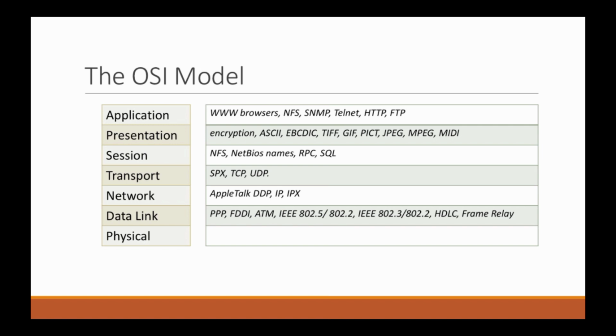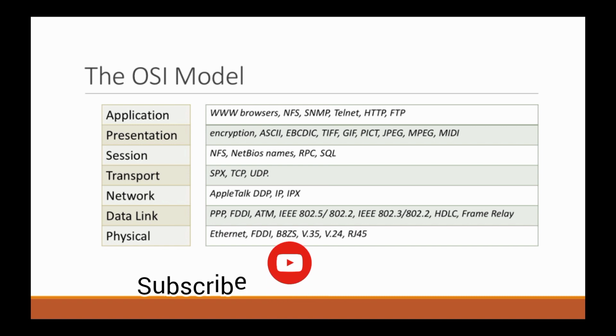Then we have the good old physical layer. The physical layer conveys the bit stream, an electrical impulse, light, or radio signal, through the network at the electrical and mechanical level. It provides a hardware means of sending and receiving data on a carrier, including defining cables, cards, and physical aspects as well. Fast Ethernet, RS-232, and ATM are all protocols within the physical components, as are Ethernet, FDDI, BZS, not used anymore really, V35, V24, and RJ45.